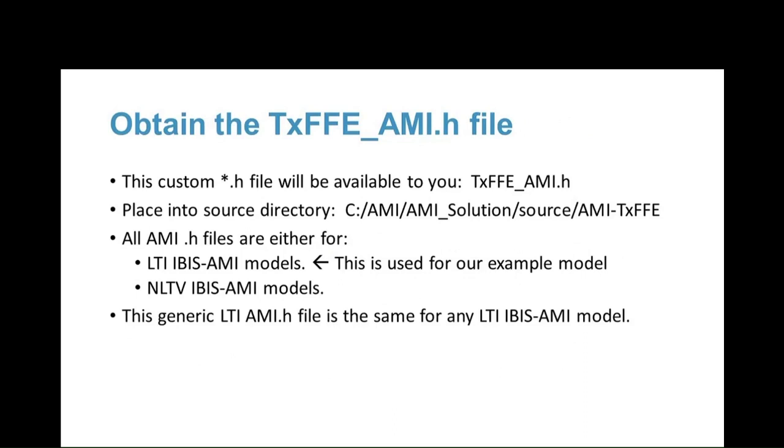So you'll obtain the .h file from the link that I'll provide at the end, and it's a very simple file. The same LTI AMI .h file is used for every LTI AMI model. So all AMI files can be either defined as LTI, which is linear and time invariant, which is used for our example, or as NLTV, which is nonlinear and or time variant. So as I said, this is a generic file used for any LTI AMI model.